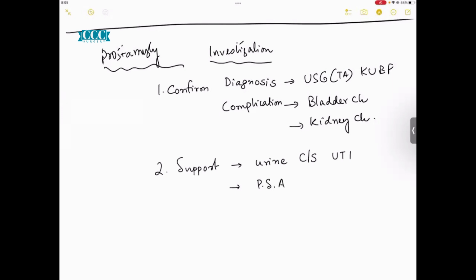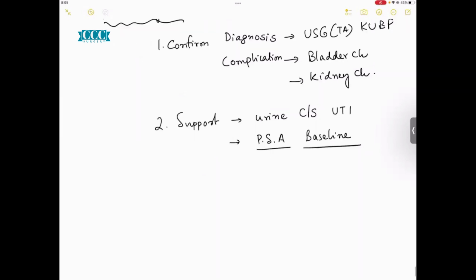a PSA. Particularly, remember that you are required to do a PSA as a baseline, particularly if the prostate has felt hard or nodular on the DRE. Now, there are concerns about doing a PSA in a normal population, but this one is a gentleman who presented with a bladder outlet obstruction.